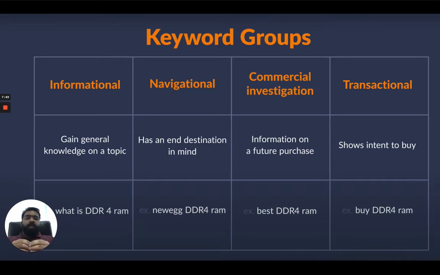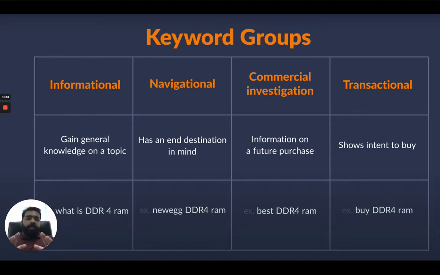Now, the third keyword group is the commercial investigation. In commercial investigation, the user is gathering information before a purchase. So basically, best DDR4 RAM, top DDR4 RAM, best performing DDR4 RAM. So this kind of commercial investigation. The person is investigating which is the best one to buy or which is the best one to choose. Got me? The fourth one is the transactional. That is where the business happens. That shows the intent to buy: buy DDR4 RAM, cheap DDR4 RAM, purchase a DDR4 RAM. Got me? So take a screenshot of this, and you have this video. So you can take a screenshot of this and get started.